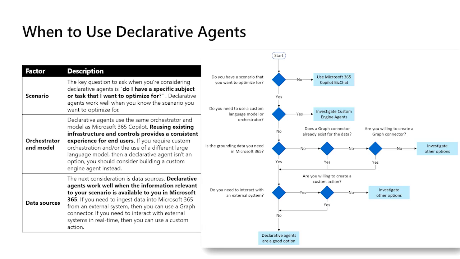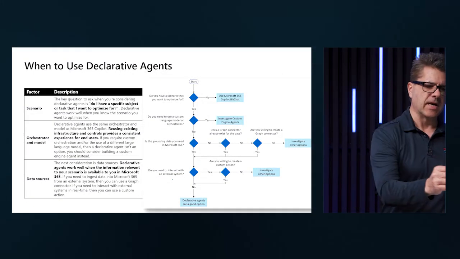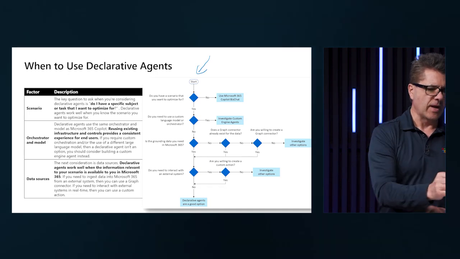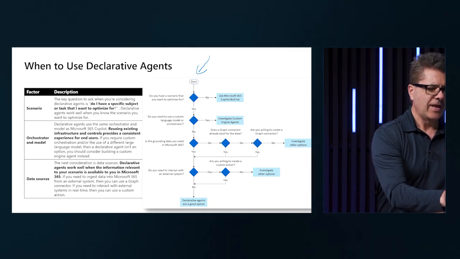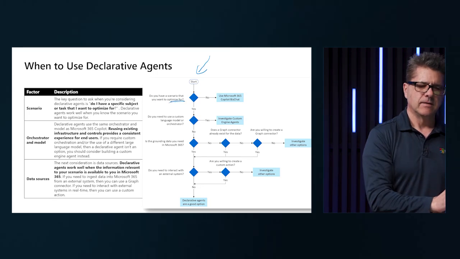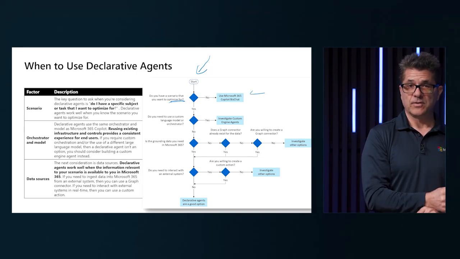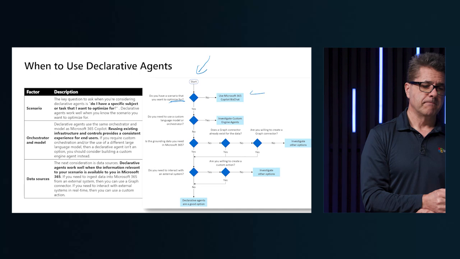Now, when to use a declarative agent? Let's walk through a decision criteria, a decision scenario, to help us make this determination. We are going to start up here on the starting point. The first question is going to be, do we have a scenario that we want to optimize for? If the answer is no, then use Microsoft 365 BizChat. That could be your choice, as is.